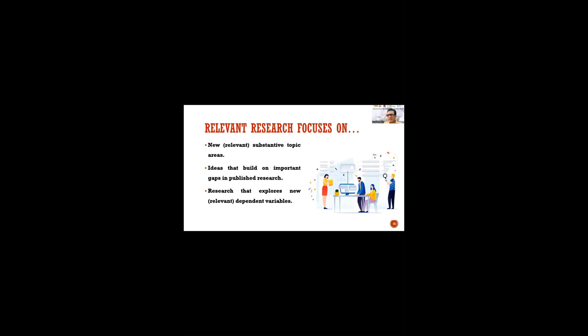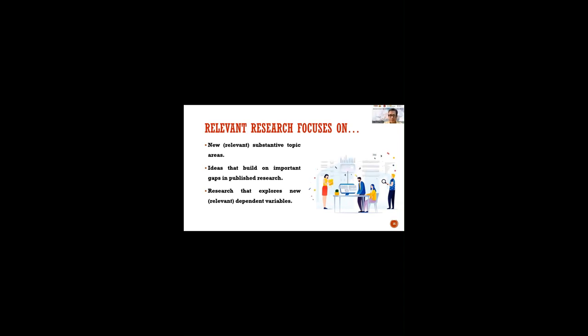Ideas that build on an important gap in published research. So, the key is to localize what is the gap in what is already published. Research that explores new dependent variables, relevant again. So, if we are able to locate this, and let me tell you, it's the study design and the study topic which will determine what is the outcome of that research. So, we might have done our best efforts to do a cephalometric study on something which used to be done many years ago. It's not likely to be printed anywhere, and it is going to be irrelevant in advancing science in any possible way.